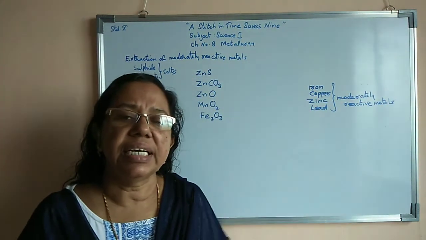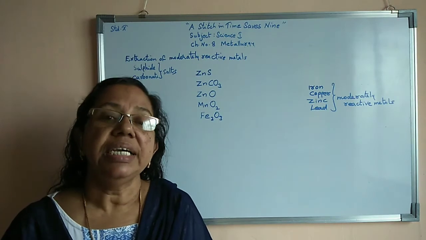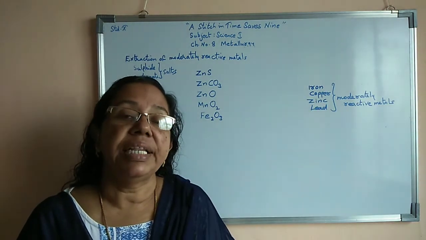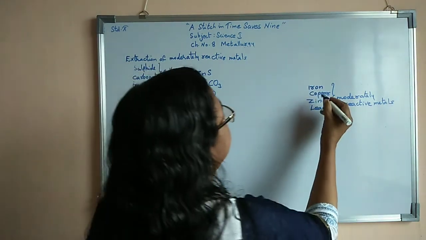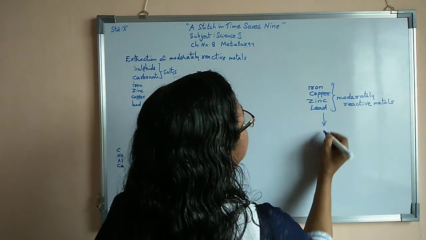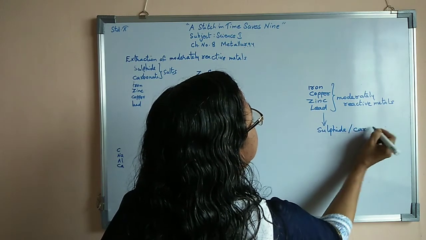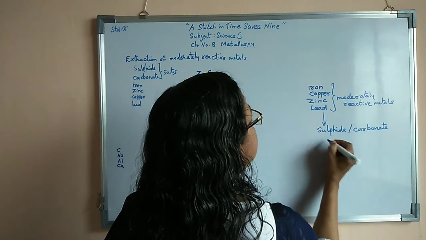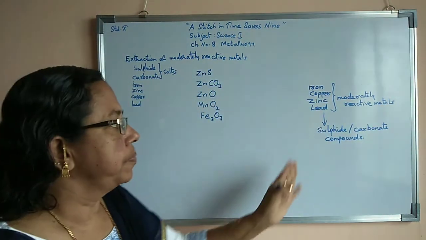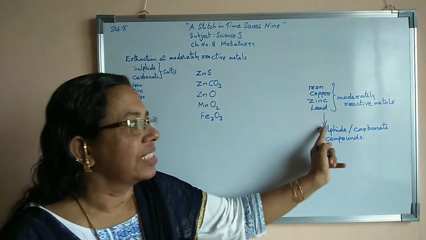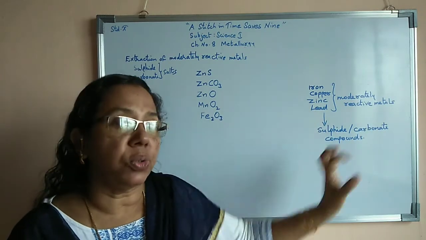Iron, copper, zinc, lead. These metals are moderately reactive metals. Their speciality is that these metals are available in the form of sulfide as well as carbonate compounds. Now, we have to separate these metals from the sulfide as well as carbonate compounds.